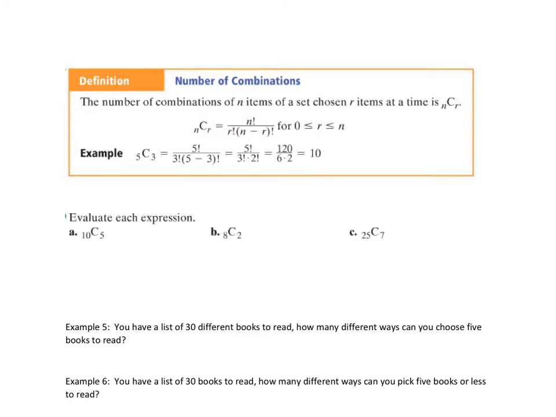So the only difference from the permutation is this r factorial. And the number of combinations ends up being less than the number of permutations because the order doesn't matter. So that's why you end up dividing by r factorial, and it's going to be less. The number is going to be less.